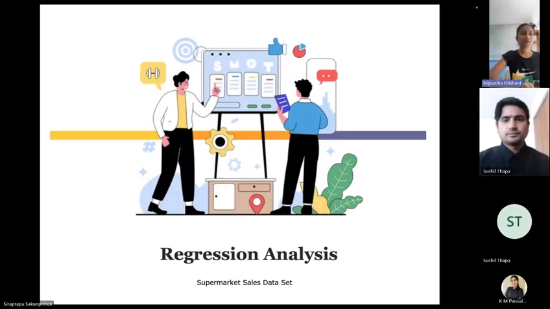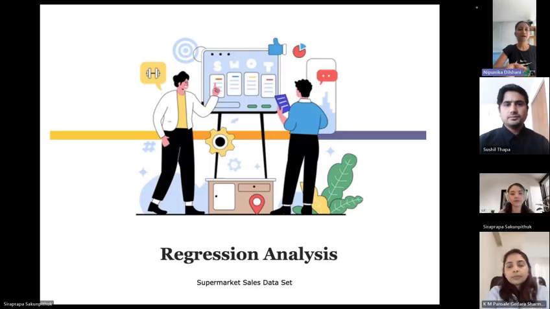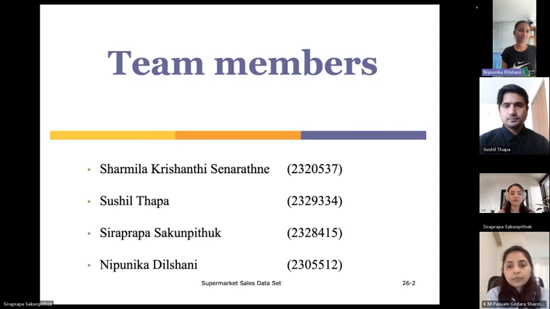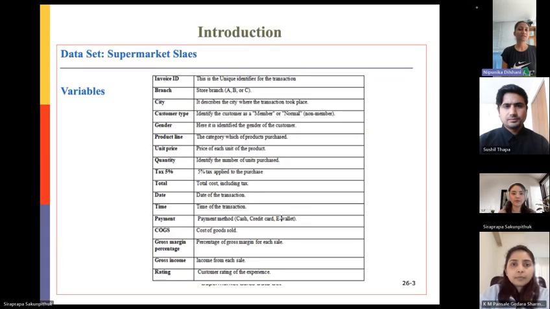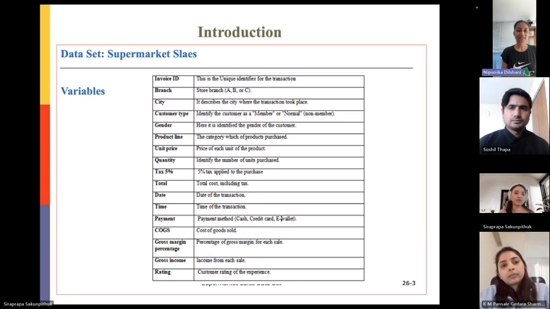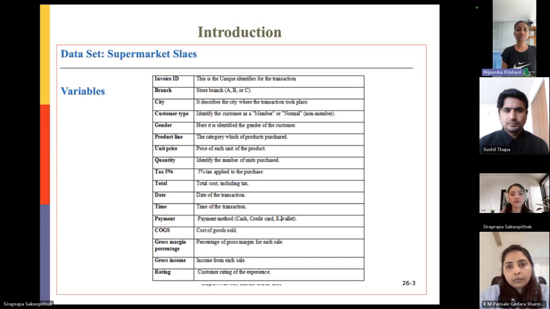Analysis. So here are the team members of our team, and we'll commence with the introduction to the assignment. First, in the introduction part, the first step was to select the data set, and we selected the supermarket sales data set from the given website, the Kaggle website.